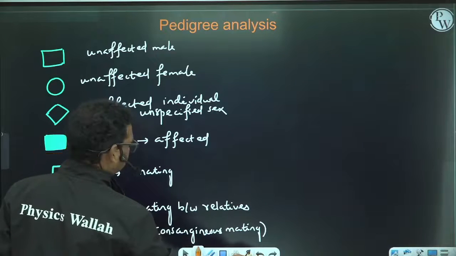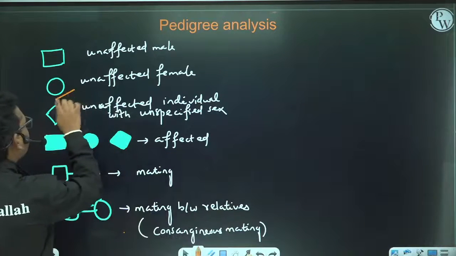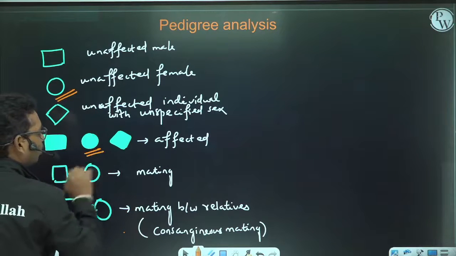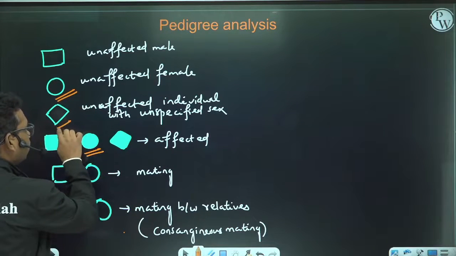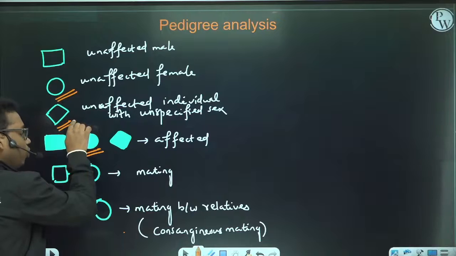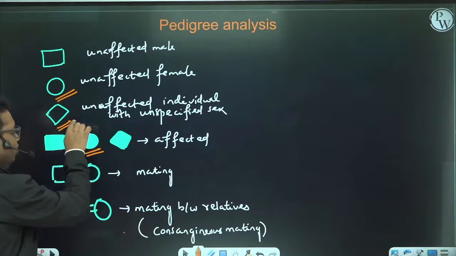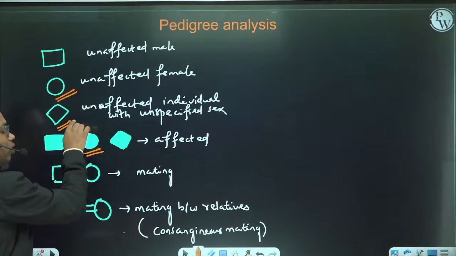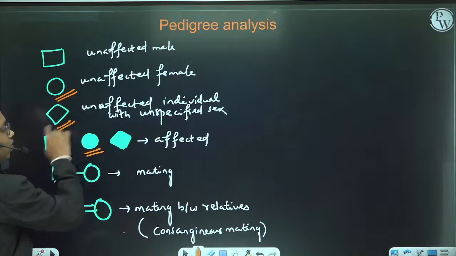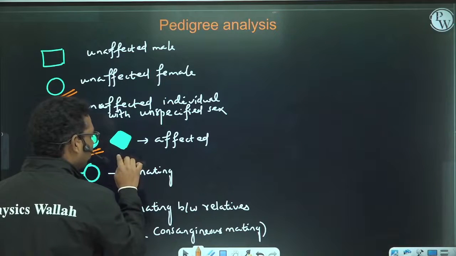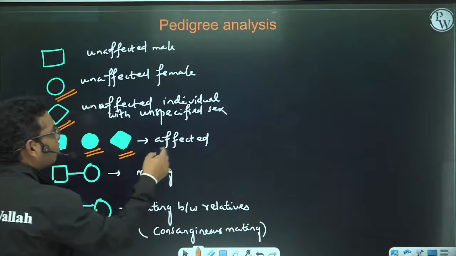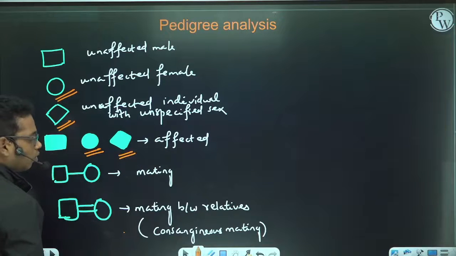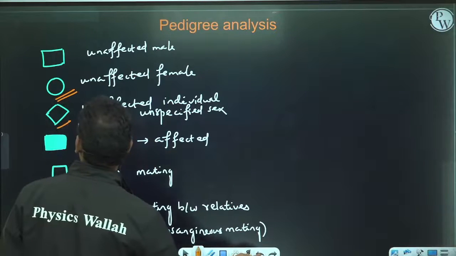And this is female unaffected, this is female affected. This is an individual without any specified sex. That means we do not know the sex of this individual, and this is unaffected. This is an affected individual with unspecified sex.